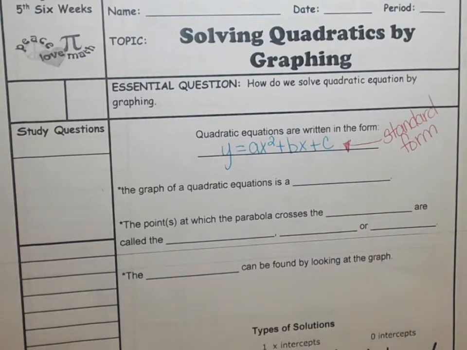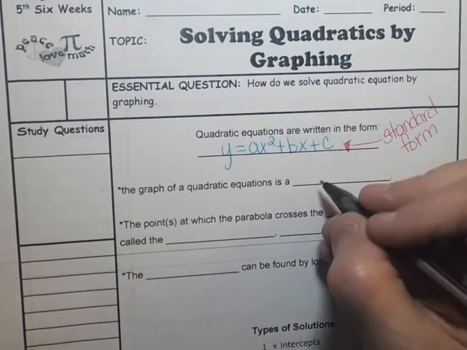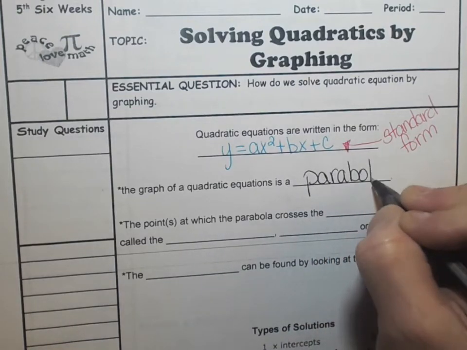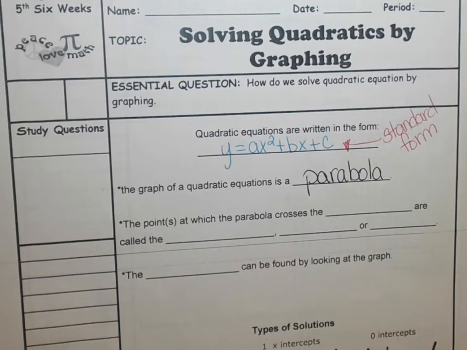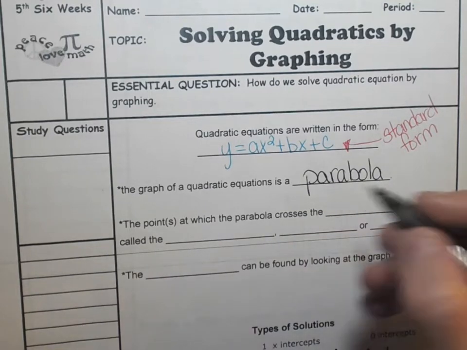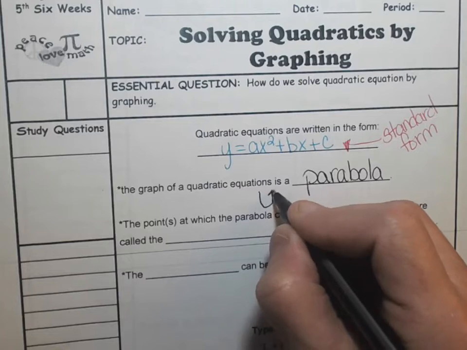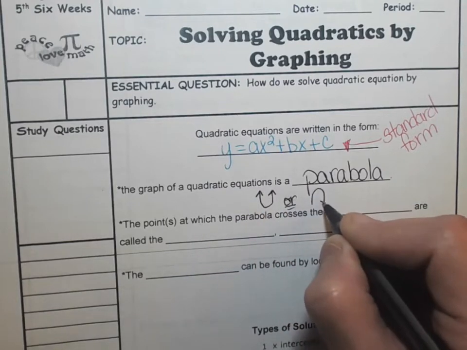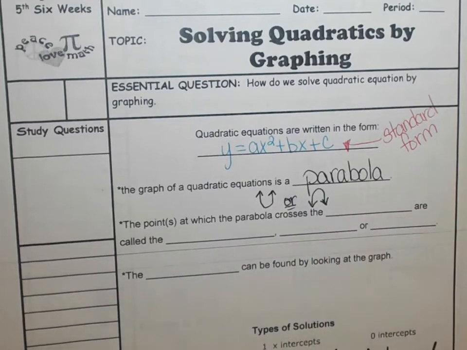Now, when you are graphing a quadratic equation, the graph is going to be what we call a parabola. In other words, it's a U shape. It either opens up or it opens down.